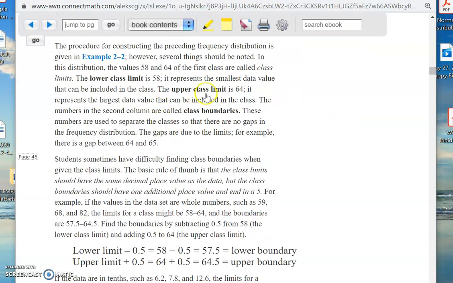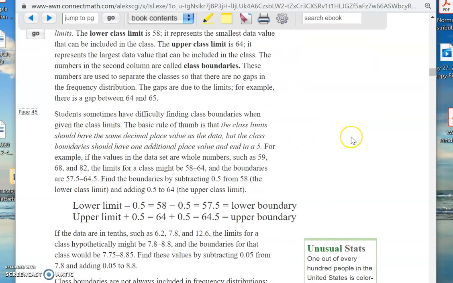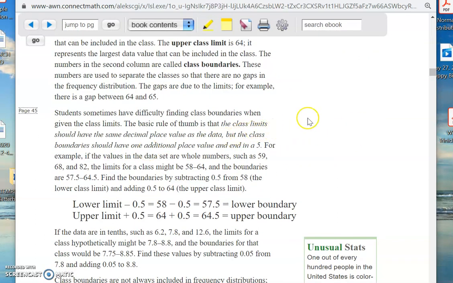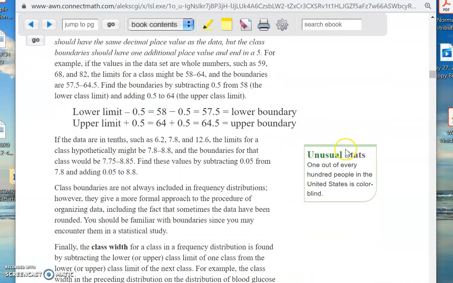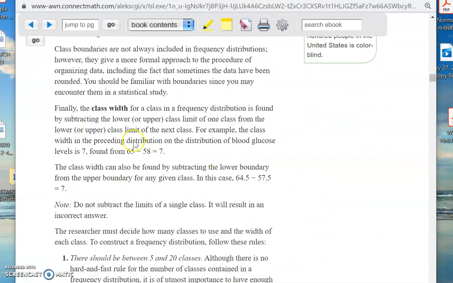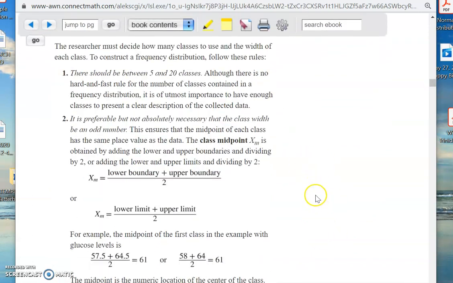So that's what he's talking about when he says the class limits should have the same decimal place value as the data, but the class boundaries have one additional place value and they end in a 5. Like I've said before, you take the lower limit and take away a little bit, in this case 0.5, and on the upper limit you add a little bit, in this case 0.5. I hope that helped. He explains all this here.